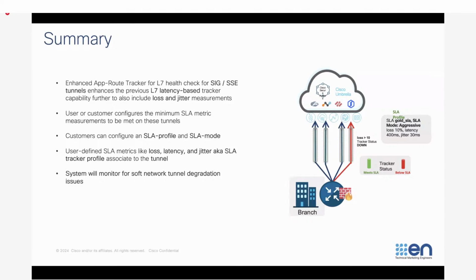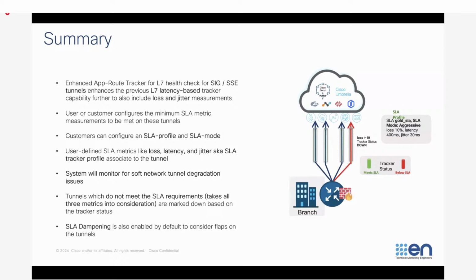The system will monitor for all the soft degradation issues on the tunnel, for packet conditions like when transport is experiencing packet loss or latency or jitter, and then we'll be able to measure using this SLA profile. And if the tunnels do not meet SLA requirements, we consider all the three, and then the tracker is marked down, and the traffic will not use that tunnel. SLA dampening is also enabled by default to consider the flap scenario that we discussed. It is providing us the best user experience.